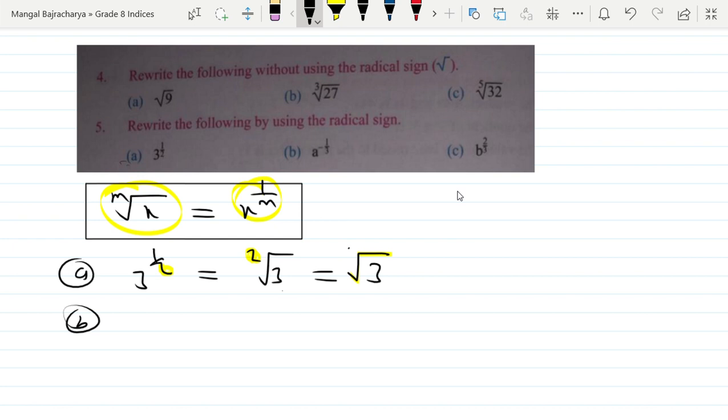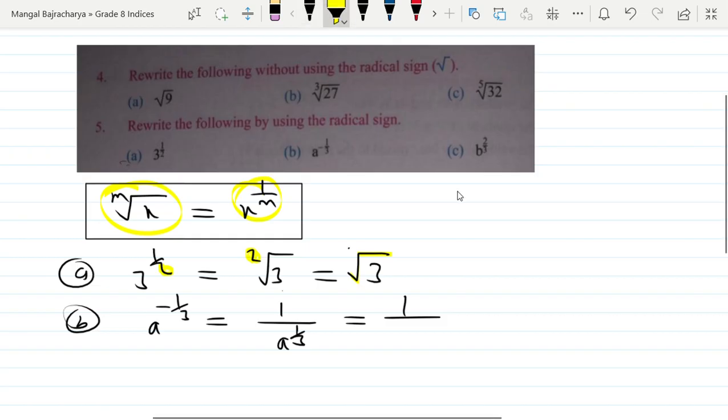And now in number B there is the power minus 1 by 3. So first we remove this negative power, so we bring it down for writing a positive power, and then 1 divided by, so there is the third root. 1/3 is there as a power, so it will be written as 1 over the cube root of A, right? So that's number B.